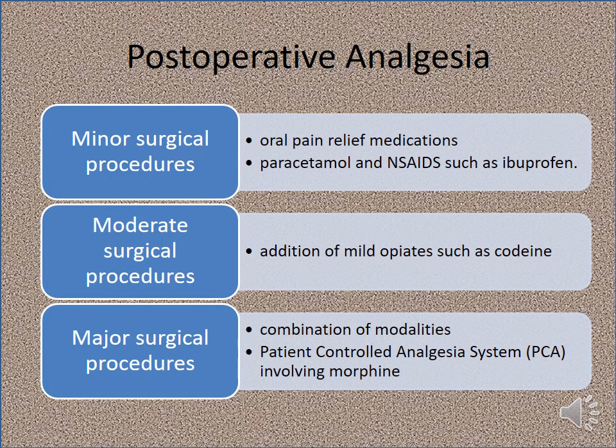The post-operative analgesia: minor surgical procedure or moderate surgical procedure or major surgical procedure، تعتمد على نوع العملية. فإذا كانت minor surgical procedure, oral pain relief medication can be given, paracetamol and non-steroidal anti-inflammatory drugs like ibuprofen. In moderate surgical procedure, addition of mild opiates such as codeine. In major surgical operation, a combination of modalities, patient-controlled analgesia system involving morphine.